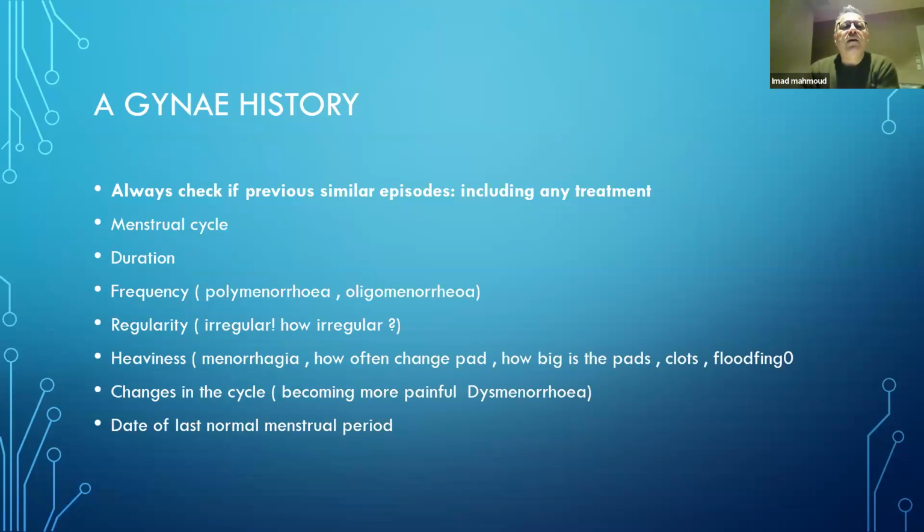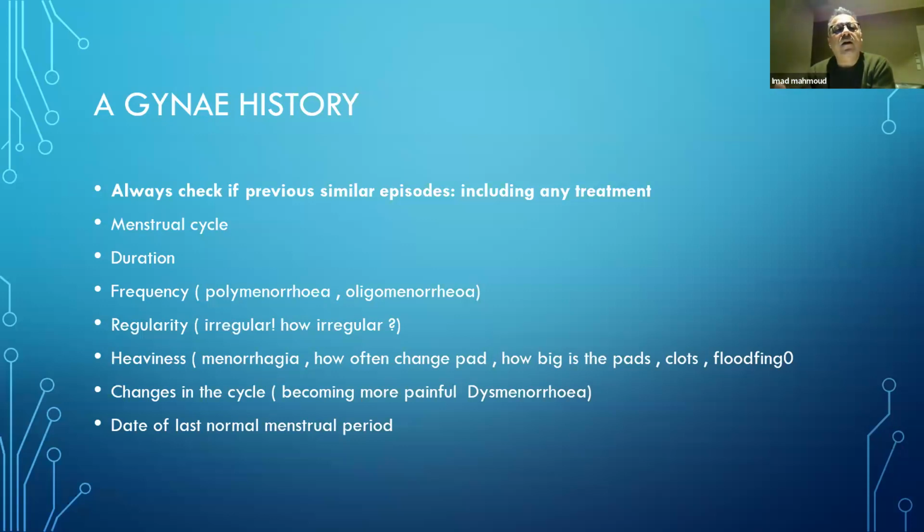Always check if there was a previous similar episode, including any treatment. So, the menstrual cycle: duration, frequency. If you're asking about the menstrual cycle, you're going to ask them how often they get their periods. Do you get it every 28 days? That means it's a regular period. Is it irregular? Is it coming every 32 days? Is it coming every 45 days?